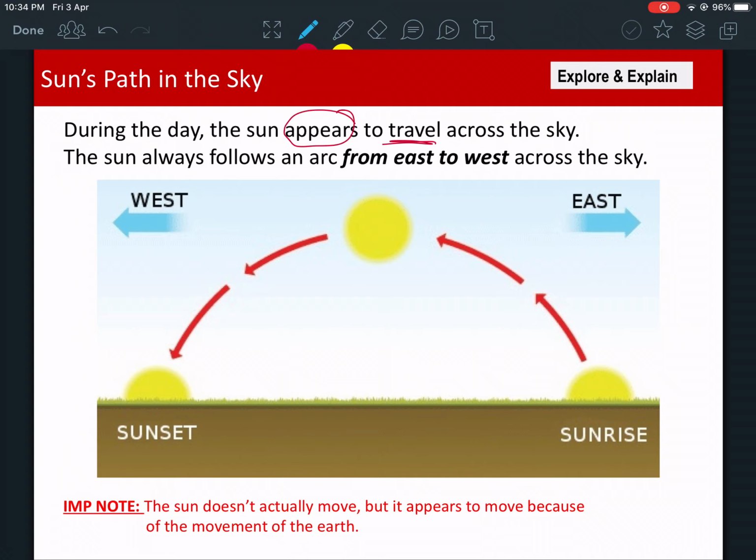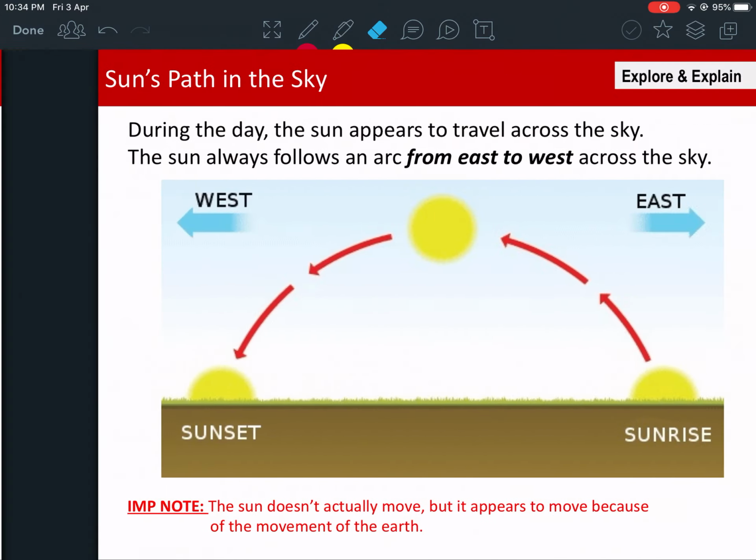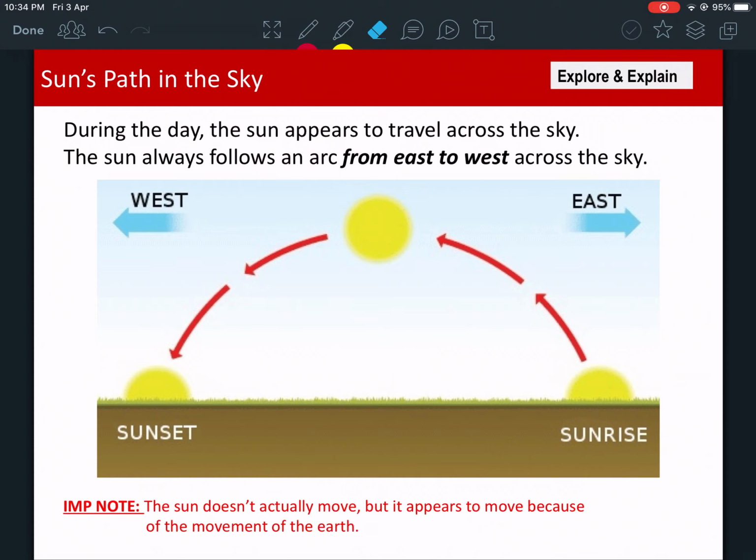It's because the Earth is moving around itself that we can see the sun setting, but this only appears to happen. So look at this, I wrote an important note over here. I said the sun doesn't actually move. It appears to move because of the movement of the Earth. The movement of the Earth is what makes the sun appear to move across the sky. Okay? That's important to know.